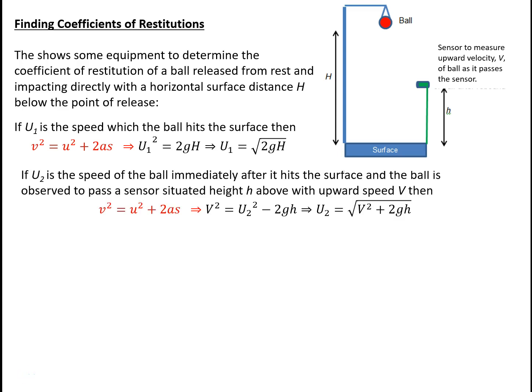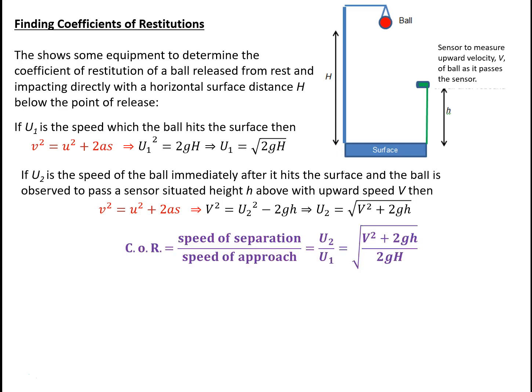Now, if u2 is the speed of the ball immediately after it hits the surface, and the ball is observed to pass the sensor situated height h above the surface with an upward speed of v, then the constant acceleration equation v squared equals u squared plus 2as applied in an upwards direction gives me v squared equals u2 squared minus 2gh. In other words, we've got u2 is the square root of v squared plus 2gh.